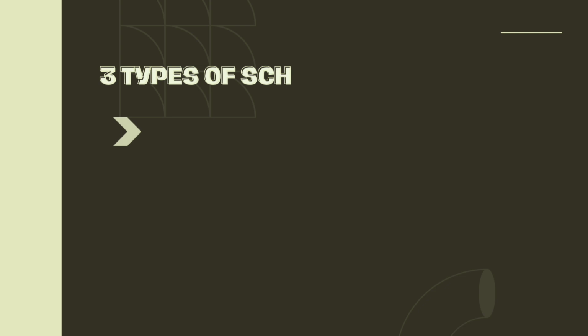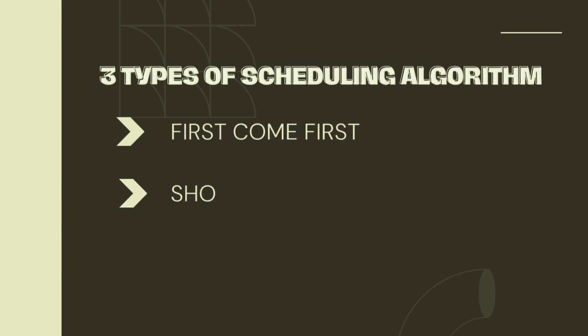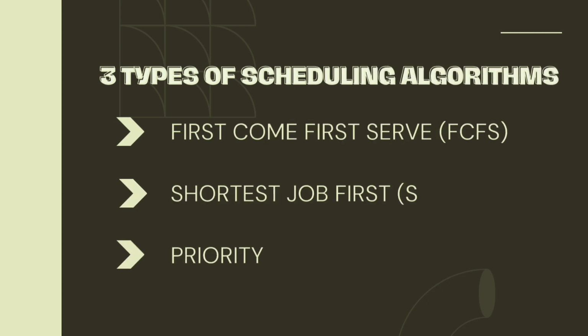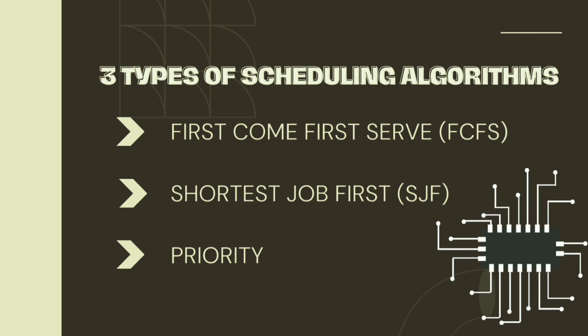We have three types of scheduling algorithms. The first is first come first serve. The second is shortest job first. And the last one is priority.